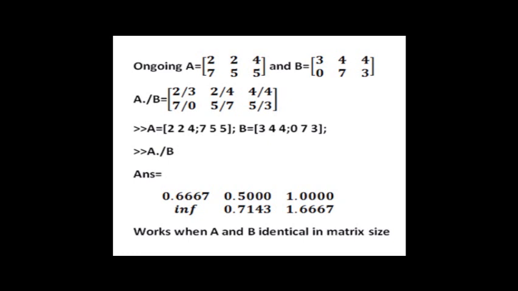At this point, 7 divided by 0 is infinity, so MATLAB returns that one as Inf. Once again, this kind of element by element division is possible when A and B are exactly identical in size, which is here 2 by 3.